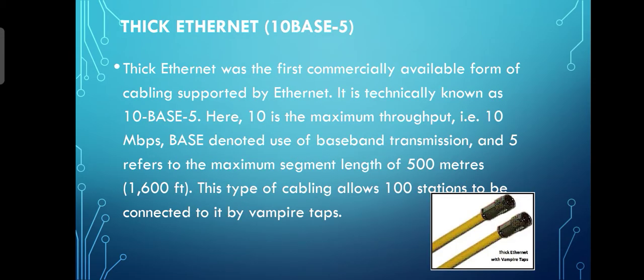So the first topic, Thick Ethernet or 10Base5. Thick Ethernet was the first commercially available form of cabling supported by Ethernet. It is technically known as 10Base5. Here 10 is the maximum throughput, that is 10 Mbps. Base denotes baseband transmission, and 5 refers to the maximum segment length of 500 meters or 1600 feet. This type of cabling allows 100 stations to be connected to it by vampire tap.